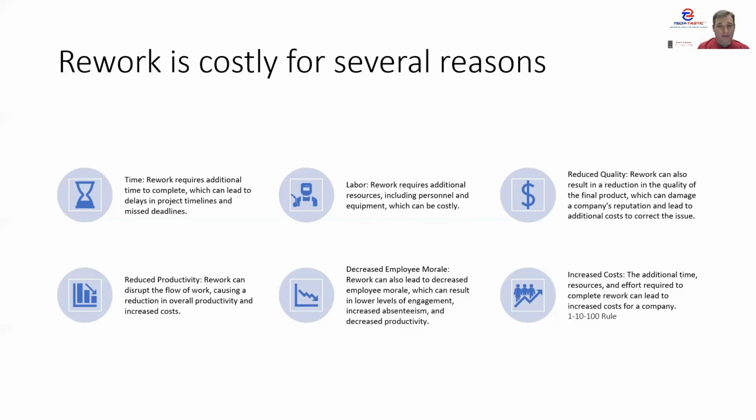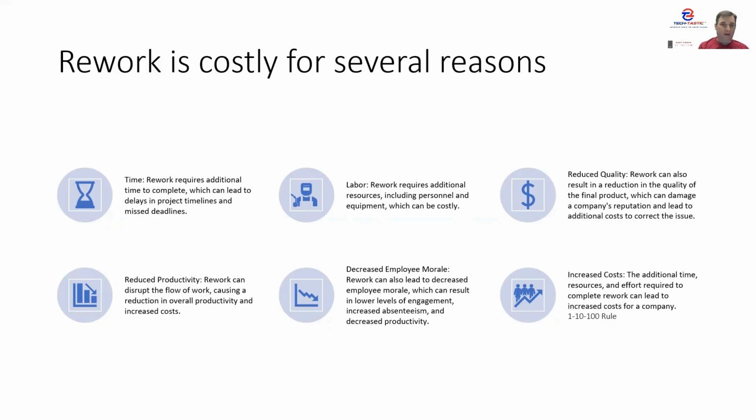We talked a little bit about the increased time and the increased labor. It's also going to increase your costs. Now, there is a rule called the 1-10-100 rule in manufacturing, and it applies very well to rework. What it means is that for you to produce something all the way through the process without any errors costs you $1.